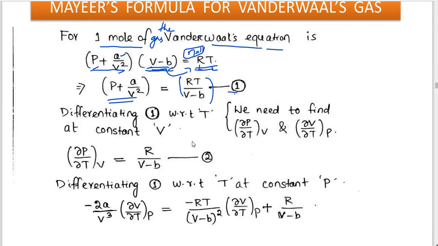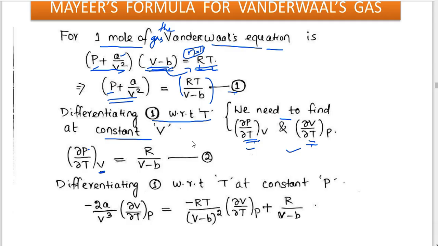Okay, differentiating this equation 1 with respect to T at constant volume, because we need to find del P by del T at constant volume and del V by del T at constant pressure, because these two parts are in the heat capacity equation. As you need to derive the Mayer's formula, so you have to find these two parts. So what is del P by del T at constant V? This is P. Look at the equation 1.